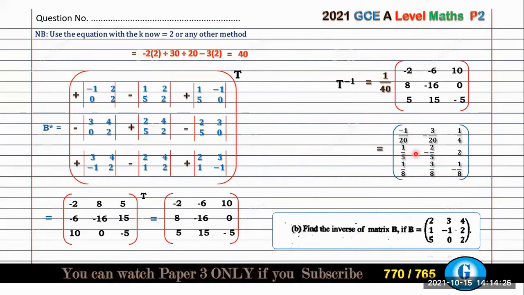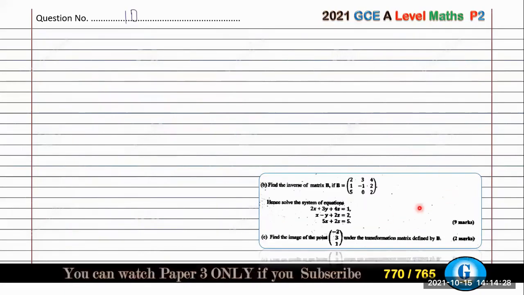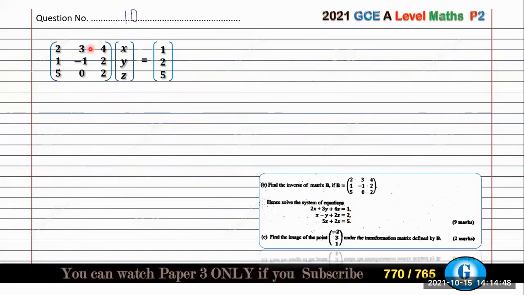Okay, now let's solve that equation that's been given. Hence, solve the system of equations. If you look at the coefficients of the x, y, and z in this matrix, you see that it is the matrix B, right? So that's matrix B times x, y, z. So we write it in this form, should be equal to the matrix on the right hand side, 1, 2, 5. So this is the matrix B, this is the matrix X, and this is the constant matrix.